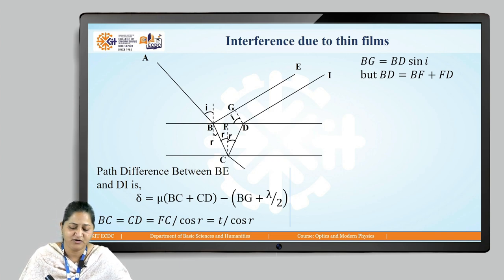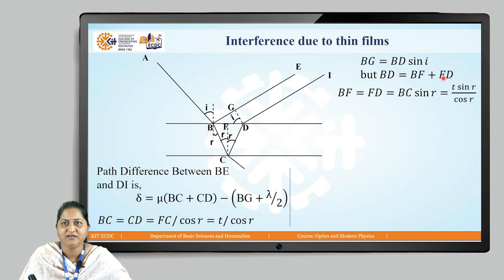Now, next we want to find out expression for BG. Using this particular triangle, that is BGD, in this triangle this is angle I, we want expression for BG. So let us consider sin I. So sin I is equal to BG upon hypotenuse, that is BD, right. So BG is equal to BD sin I. But then what is BD? BD is equal to BF plus FD.